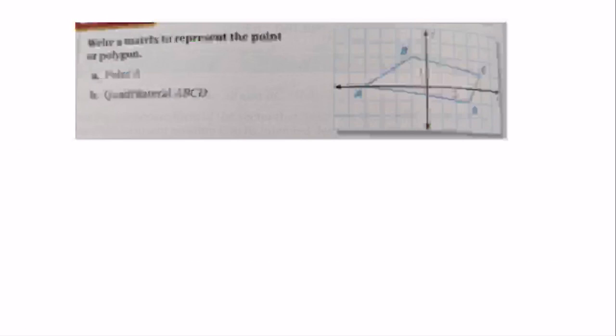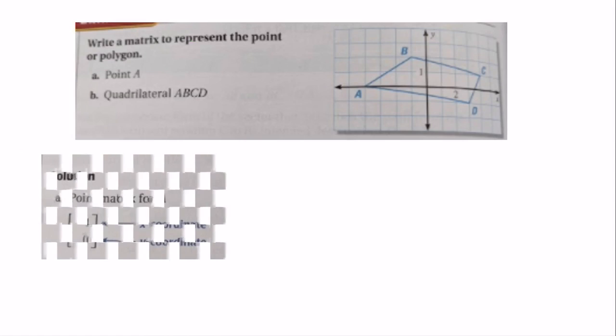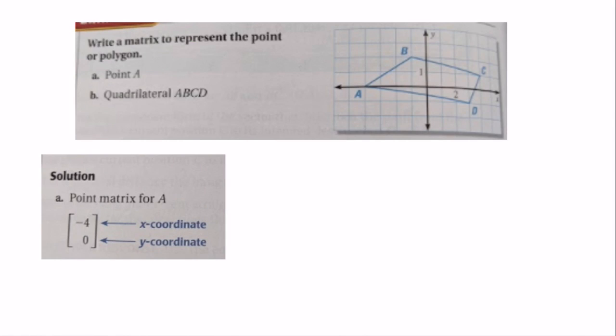Okay, so write a matrix to represent the point or polygon. So it's really simple. Again, we're just going to use 2 rows. The one row is going to represent our x, the next row is going to represent our y, and so for point A, that's just going to be this matrix. Notice these square brackets that we use. If we have A, the x value is -4, and the y value is 0, and so you get a -4, 0 matrix. That's it. That's point A. That's how you'd represent point A with the matrix.